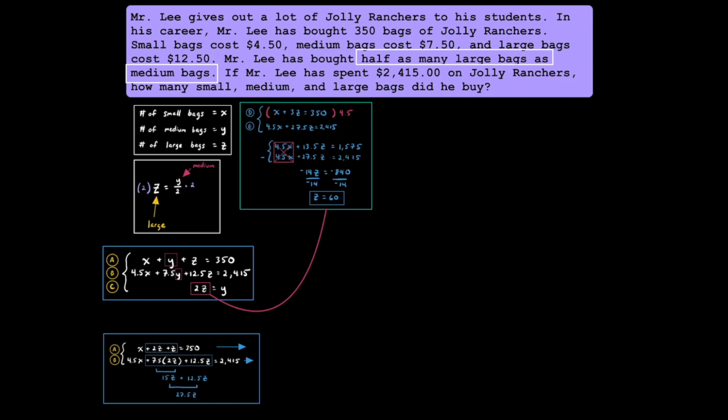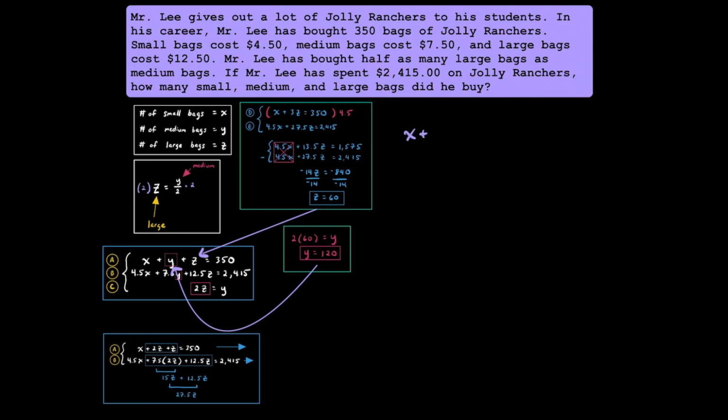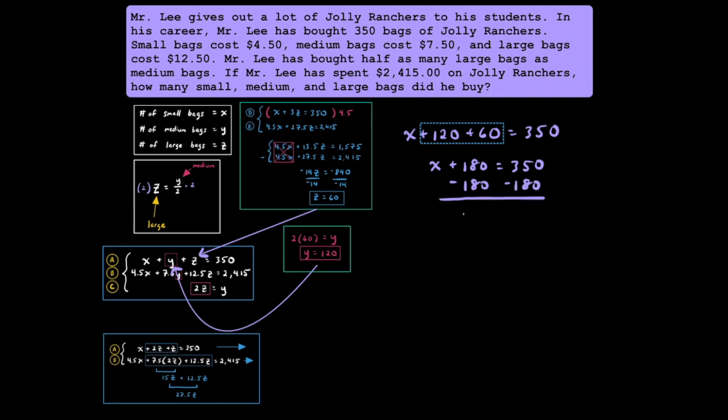Now that we know that z is equal to 60, we could plug it into this equation here to solve for y. Substituting in, we have 2 times 60 is equal to y, which means y is equal to 120. Now that we know the values for y and z, we can substitute them in equation A to solve for x. Substituting into equation A, we get x plus 120 plus 60 is equal to 350. Adding 120 and 60, we're going to get x plus 180 is equal to 350. Subtracting 180 from both sides, we find out that x is equal to 170.